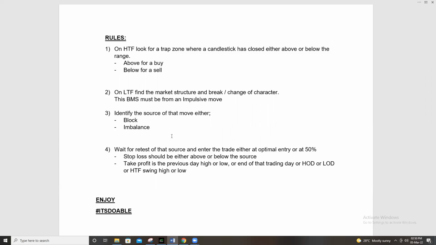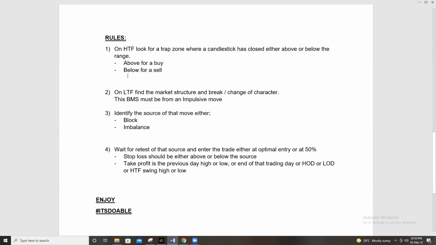On a higher time frame, you're going to look for a trap zone where a candlestick has closed either above or below the range. Above will be for a buy. So if you're on a 1 hour, you want to look for a range where, let's say, a candlestick has actually closed above yesterday's low. I'll show that on a chart. If it's on yesterday's high or last week's high, you want a candlestick to close below. That's why we're saying below for a sell.